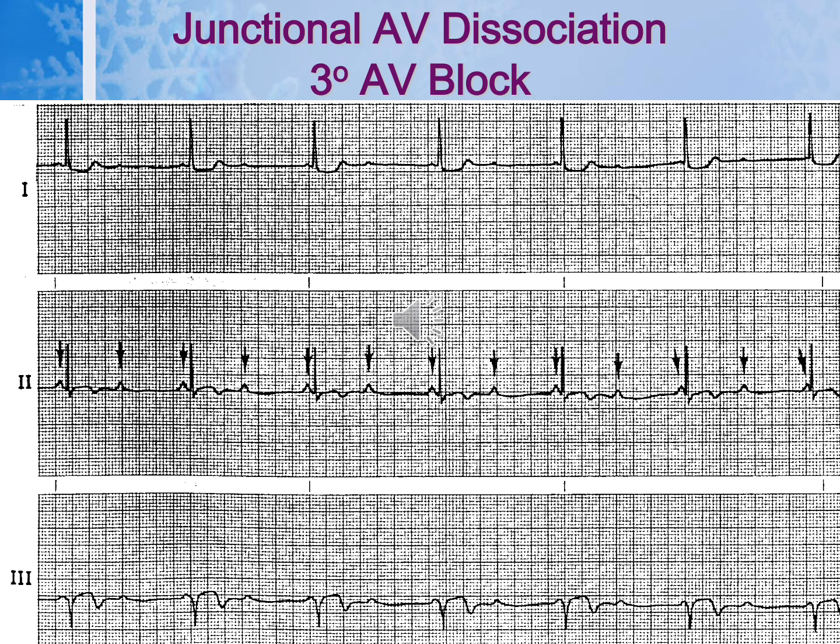This electrocardiogram shows a patient with third-degree AV block because none of the P waves are passing through the AV node. Instead, there is a junctional QRS complex that is originating a regular beat of its own, and this is called junctional AV dissociation with third-degree AV block.